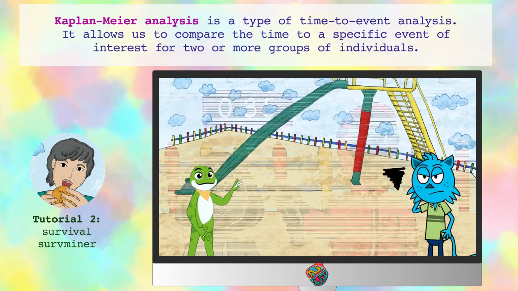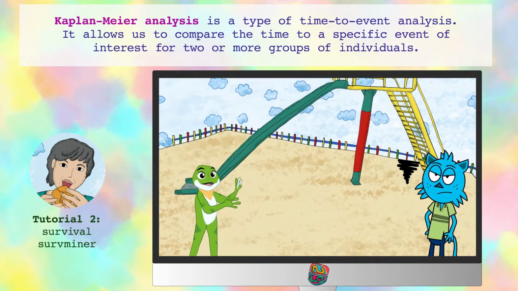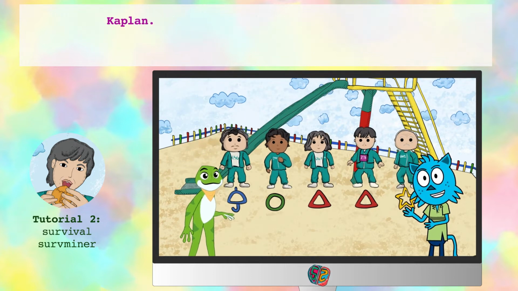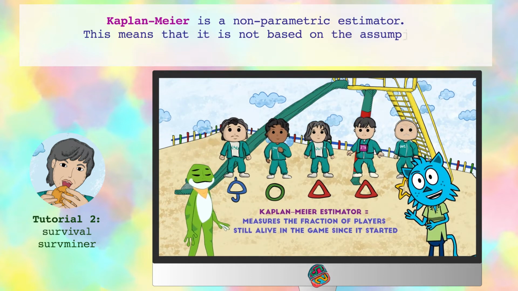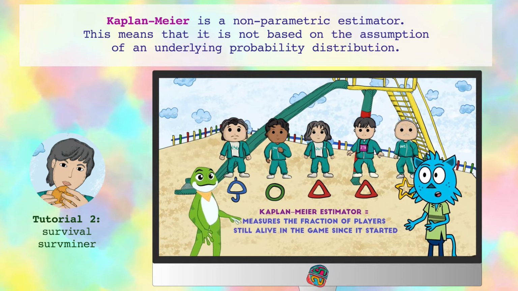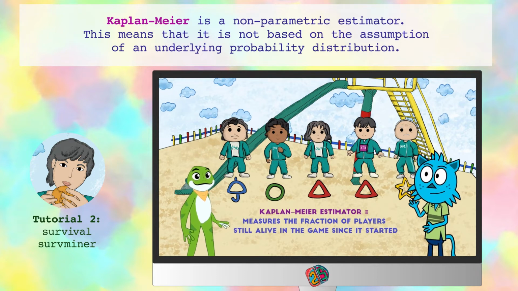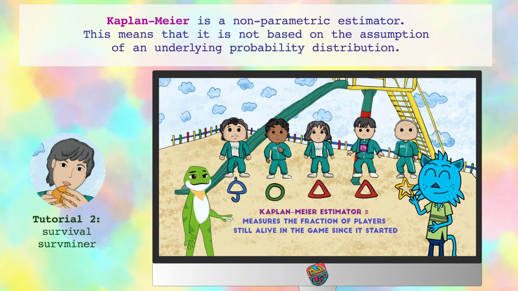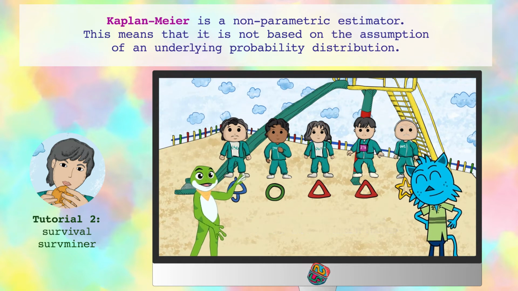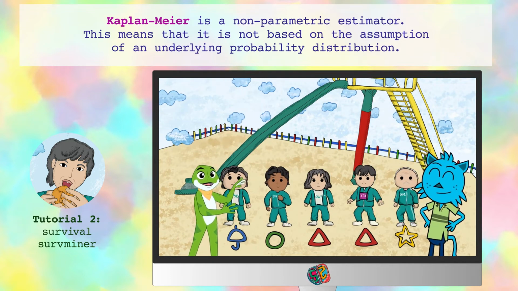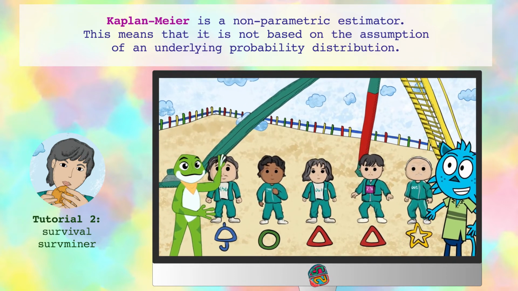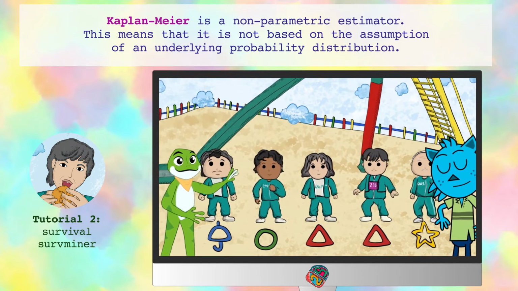Let's hurry up, Teddy. Let's find out which shape is the easiest. Okay, don't worry. We can use the Kaplan-Meier estimate to measure the fraction of players who survived for a certain amount of time. This is to show the average view of the population. We can define survival time as the time starting from the beginning of the honeycomb challenge to the occurrence of the event of interest. Players either survive or die.